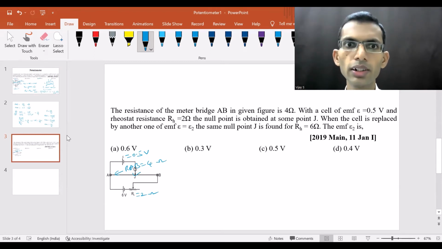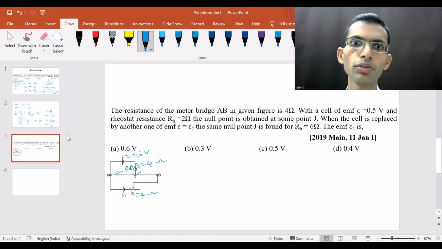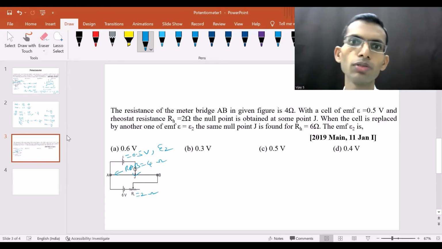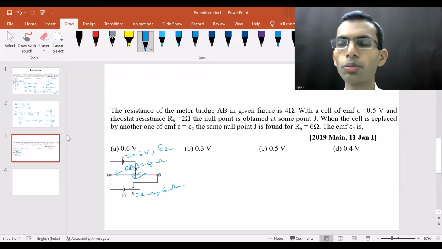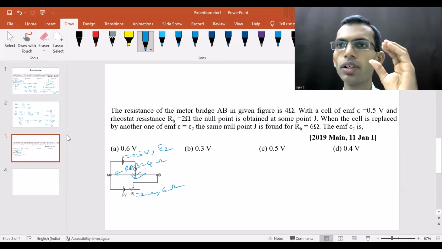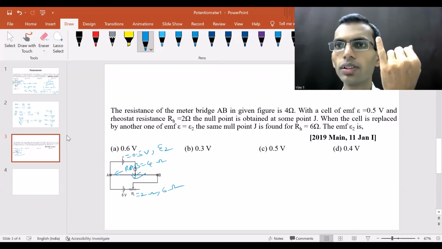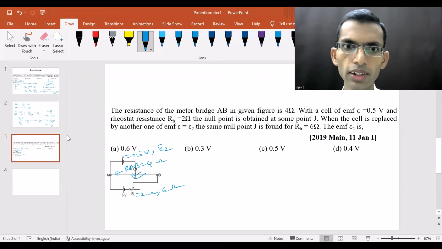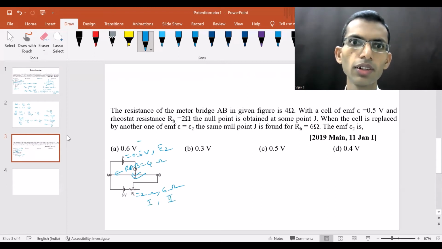Let us see next. When the cell is replaced by another cell of EMF E2, the same null point J is found for RH equal to 6 ohm. Here we have to notice that the potentiometer experiment is performed 2 times. Once with a cell of EMF 0.5 volts, and the other time with a cell of EMF E2. So let us take this as case 1 and this as case 2.